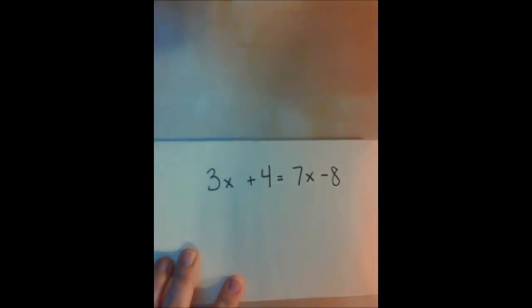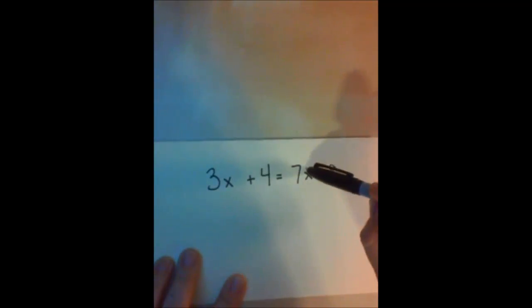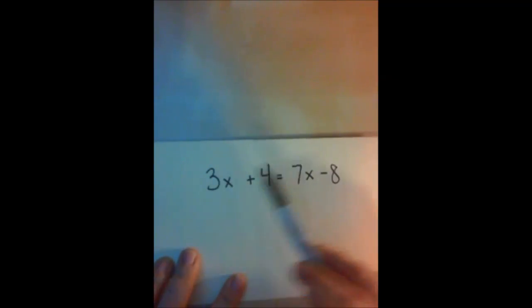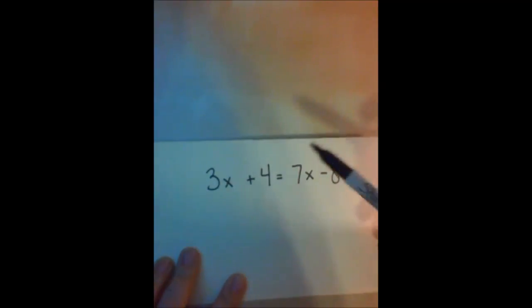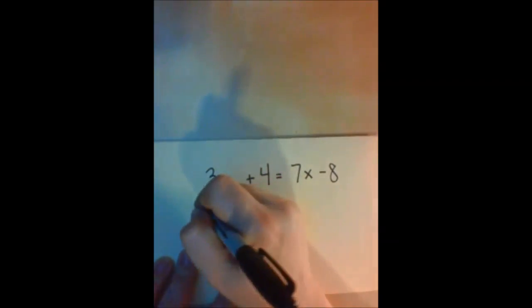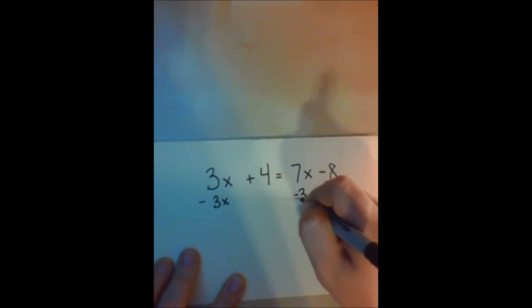Sometimes you might see where you have a variable showing up on both sides. For example, I see the x here and the x here. When you do have that situation, look for the smaller of the two. 3x, 7x, 3x is the smaller. You might also just want to look and see which is going to put you in the best situation. In this case, I want to subtract 3x from both sides.